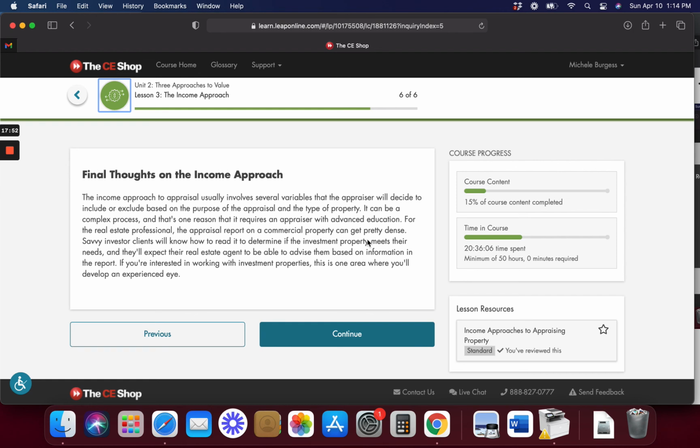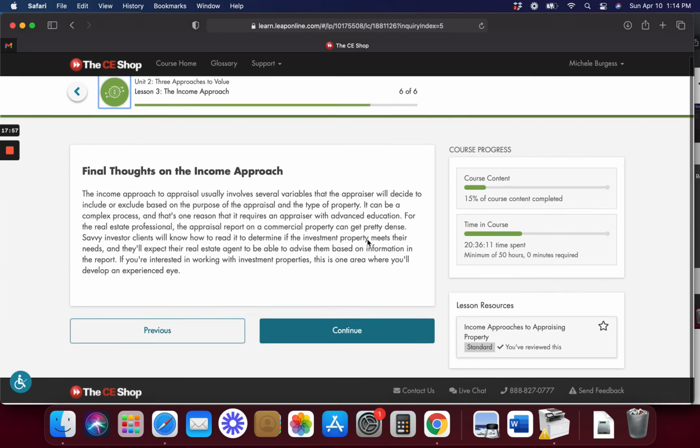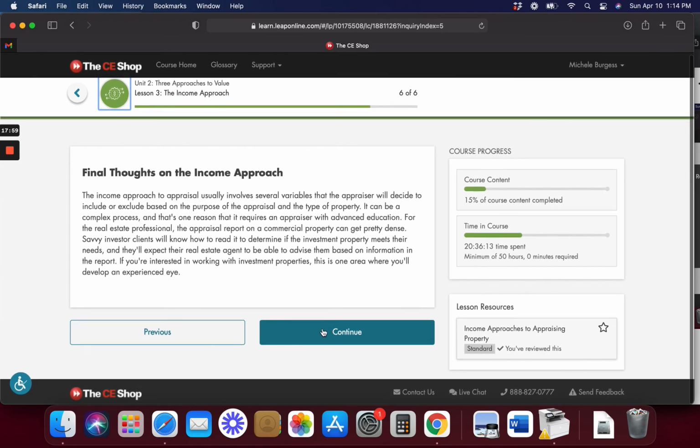Okay, if you're interested in work with an investment property, this is one area where you'll have to develop an experienced eye. And that's true. And it will take practice, by the way.